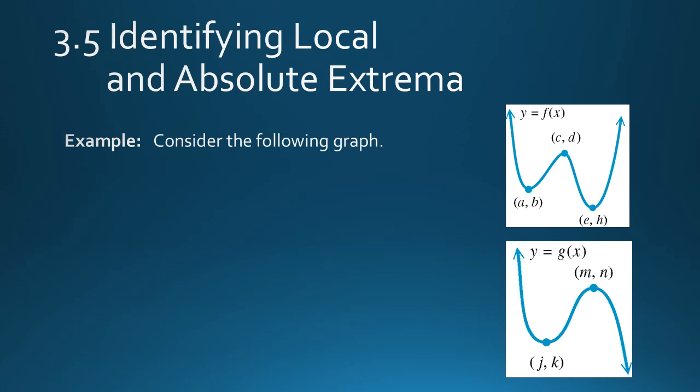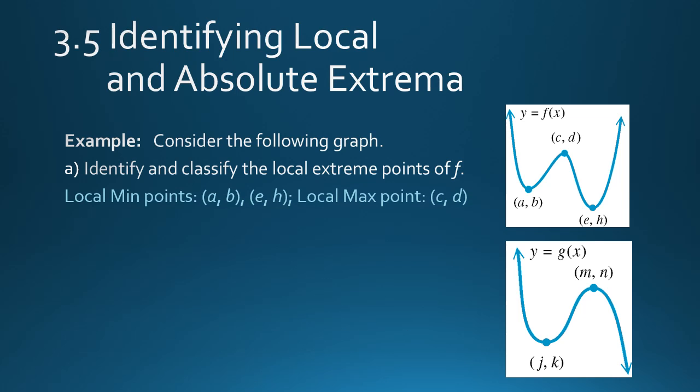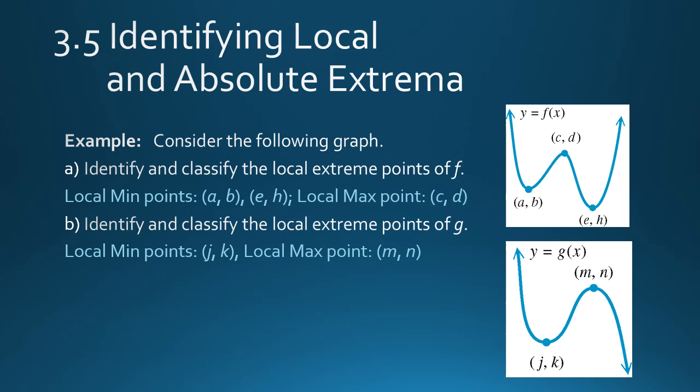Look at this example. We're going to identify and classify the local extreme points of F first. So look at F and decide what the local extreme points are. We have two local minimums, the point AB and the point EH, and one local maximum, which is the point CD. Now let's do the same for G. We have a local minimum at JK and a local maximum at MN. Now, describe the absolute extreme points for F and G.